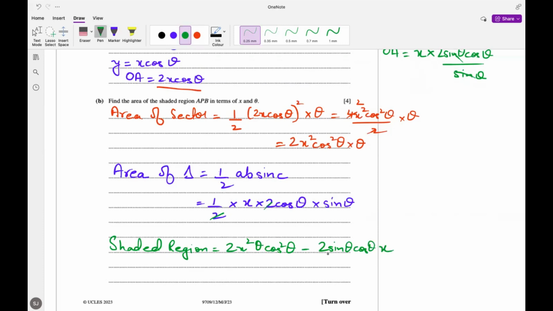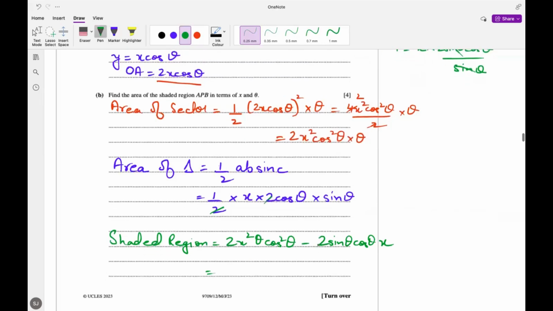So we can leave our answer like this, and this 2 sine theta cos theta can also be written as sine 2 theta, which is an identity we will not be doing in AS level. However, even if you leave your answer in this form, this will be correct.